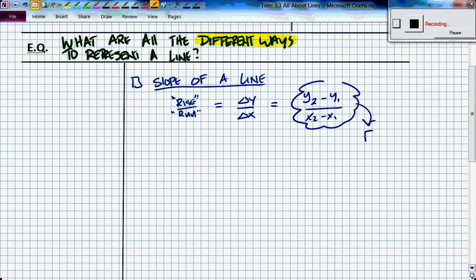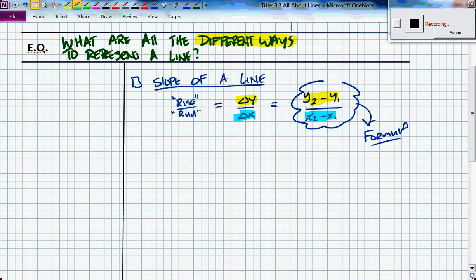This is the slope formula. Any 2 points in the plane have a slope, and you find it just by subtracting the difference of their y's and dividing that by the difference of their x's. That's what we call the change in y. Notice the y's are on top, divided by the change in x, and the x's are on the bottom. Isn't that convenient?